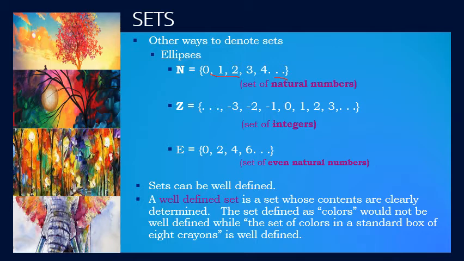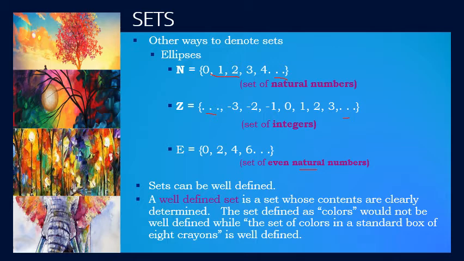Same also with the set of integers. There are more numbers before -3 and more numbers or more members or elements of a set after +3, which is also a member of the set of integers. So we are going to represent it with an ellipsis. Same also with this one about the set of even natural numbers.